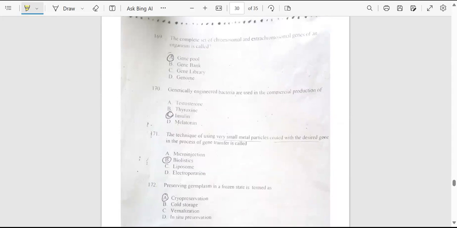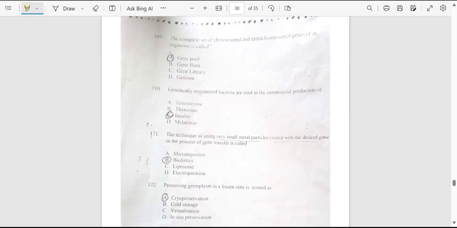So the complete set of chromosomal and extrachromosomal genes of an organism is called. Personally, I'd go for gene pool. Oh no, I think maybe I'd go for genome.